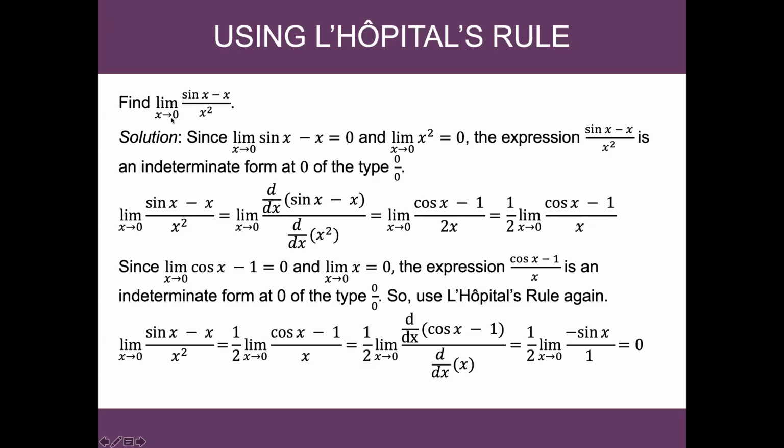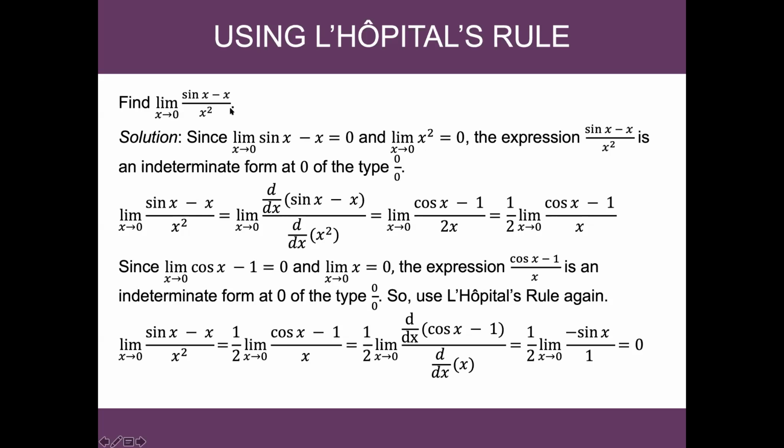rule. You plug in 0 to the numerator, and you get the sine of 0, which is 0, minus 0, which is 0, over 0. So you get 0 over 0. That's evidence that it qualifies for using L'Hopital's rule. So that's what it's saying here. The sine of x minus x is 0, and the limit of x squared is 0. Therefore, it's an indeterminate form of the type 0 over 0.